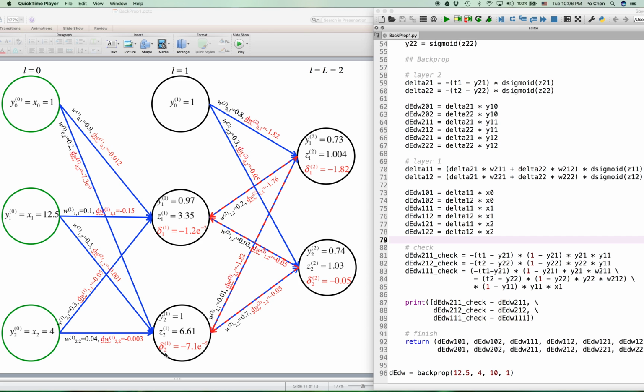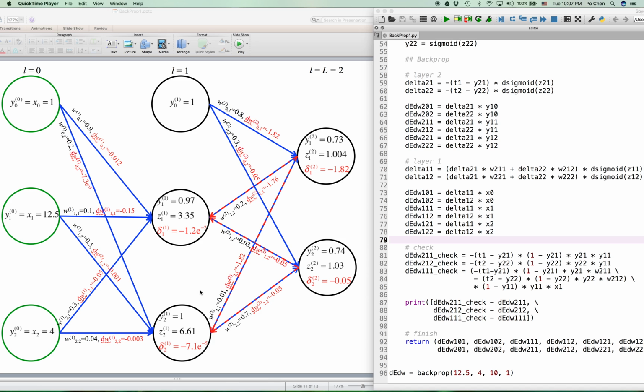The same is true for delta 12. To compute delta 12, we need to do a weighted summation of delta 21 and delta 22 with the weights given by W221 and W222. So it's delta 21 multiplied by W221 plus delta 22 multiplied by W222, and then don't forget to multiply by the derivative of the sigmoid function evaluated at Z12 here. Those red dashed arrows pointing backwards indicate how the weighted summation is done for the delta values.